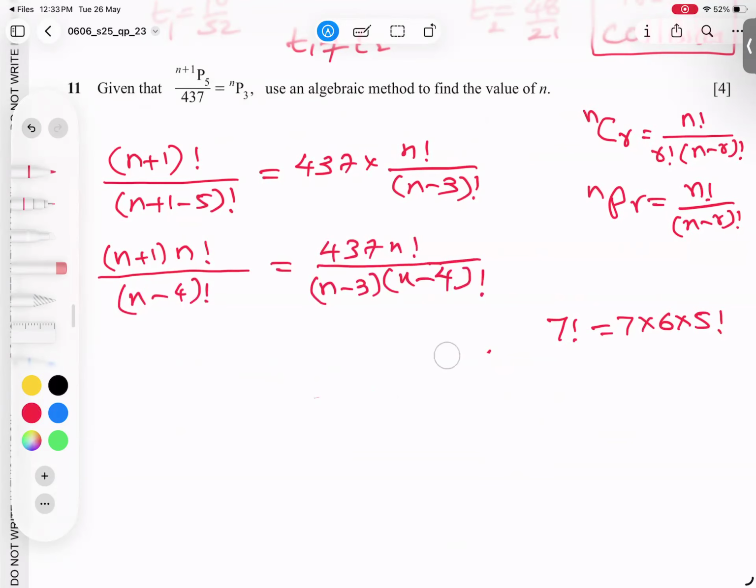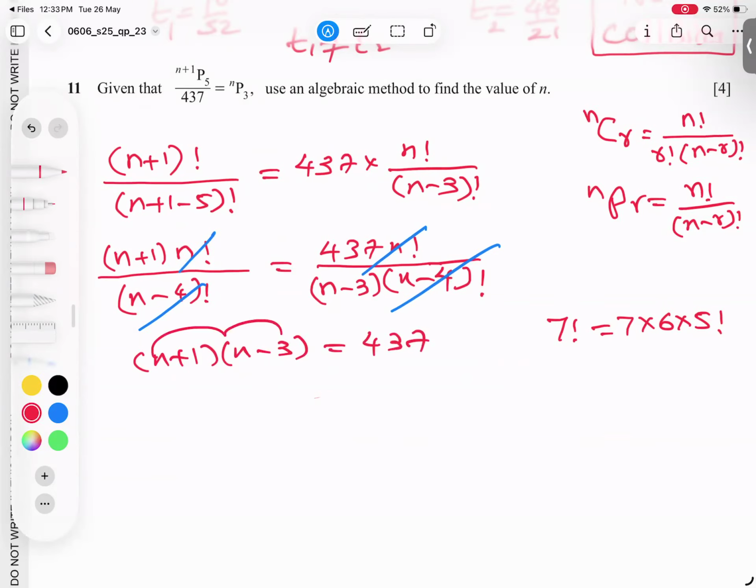I hope that is clear. Now, students, I'm going to cancel this with this, and this with this, and I see that it is cross multiplied there. So n plus 1 times n minus 3 is equal to 437, and I got this equation. Now I will multiply each value, n into n squared, and negative 2n, negative 3, and negative 437 will come this way. You can check it.